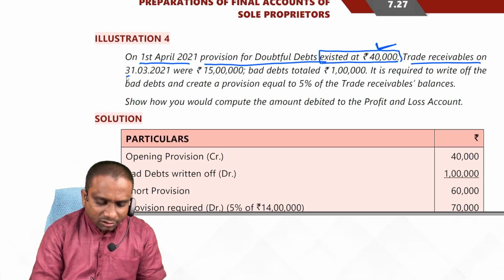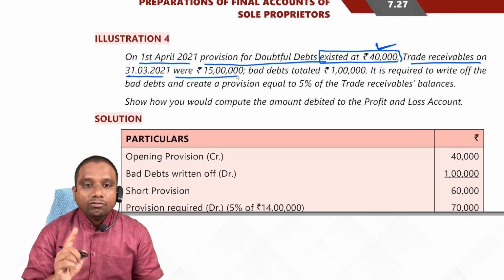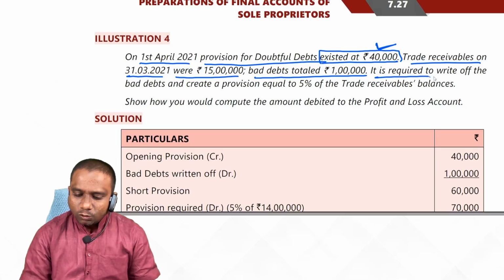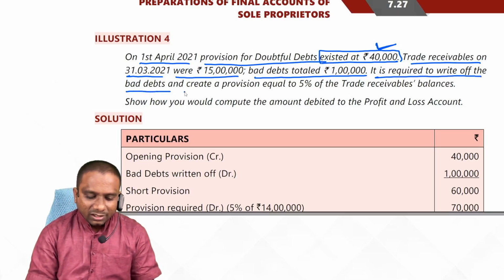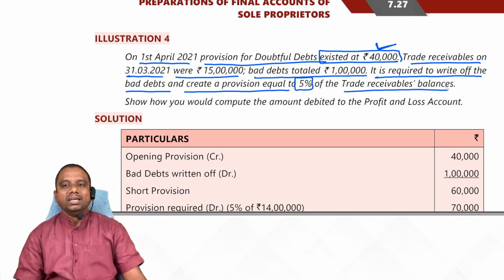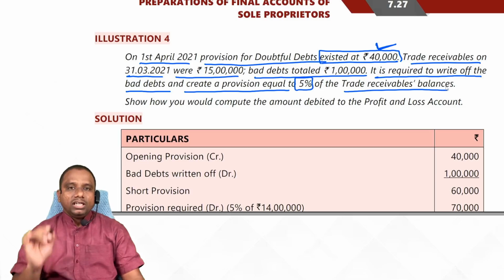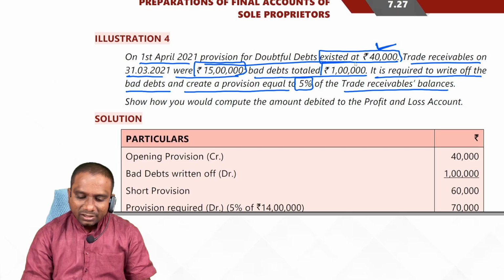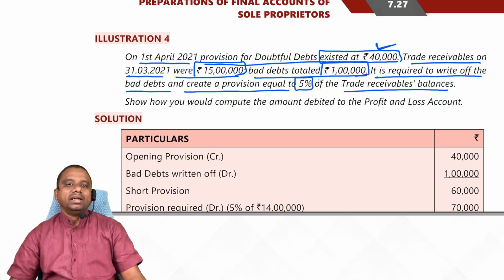Trade receivables on 31st March 2021 were 15 lakh. Bad debts totaled 1 lakh. It is required to write off the bad debts and create a provision equal to 5% of the trade receivable balances. Observe carefully: what are your debtors? 15 lakhs. How much is bad debts? We have 1 lakh rupees.